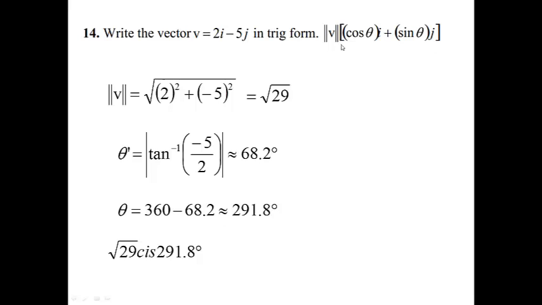And then write it in trig form. I get rad 29 cis 291.8 degrees. And if you want to expand that out, you can write it either way. This is understandable, but this is the more common way of writing it, and especially the way it says here.